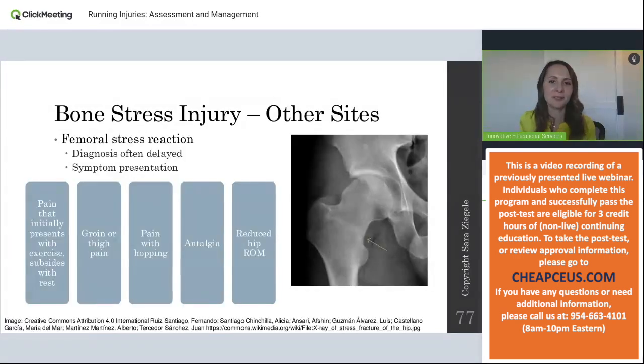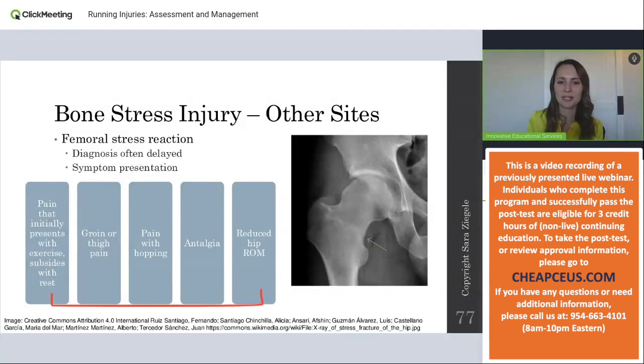Just as an acknowledgement of other sites of bone stress injury, it is also more common in the running population than others to have femoral stress reactions. This one is often one that has a slightly more delayed diagnosis because of the way that it can mimic general hip pain from things like impingement and labrums. But if you have a runner with a history of a stress fracture in another bone, or any runner who's had a training change and then presents to you with deep hip pain, this is something that we really want to have on the radar.